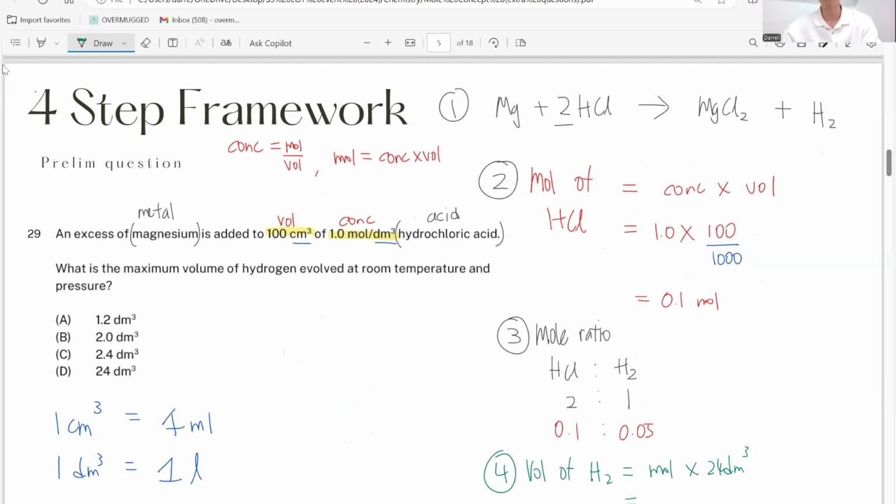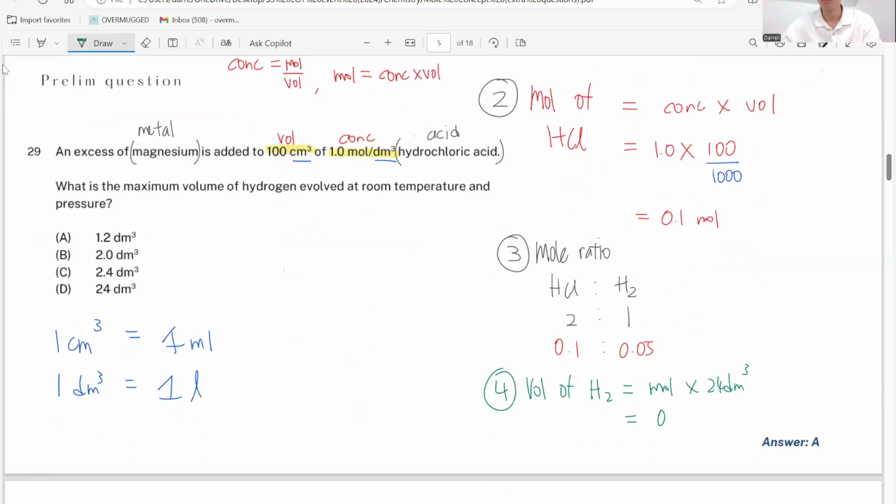And how many moles of hydrogen do we have? 0.05 times 24 dm cube. Your final answer, 1.2 dm cube. Answer is A.